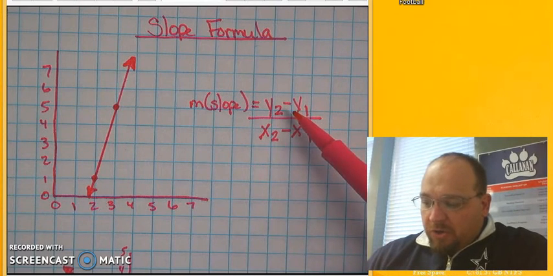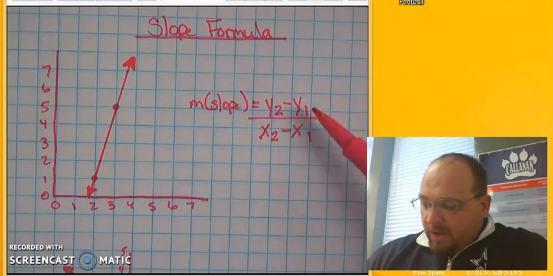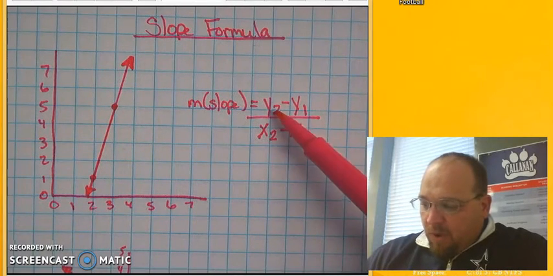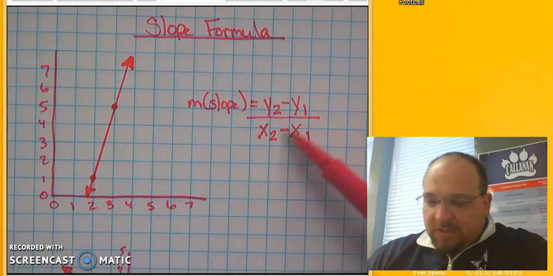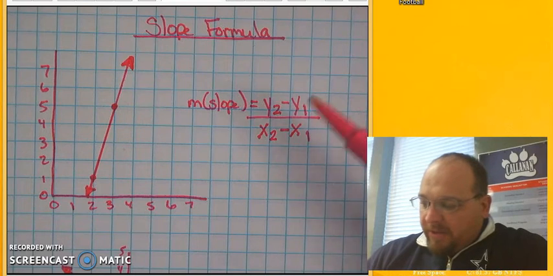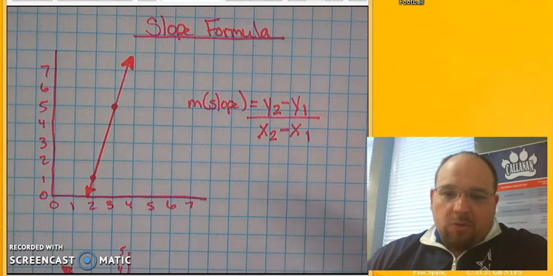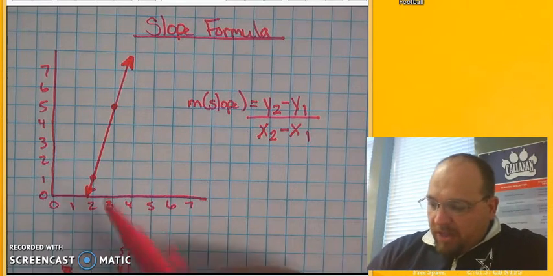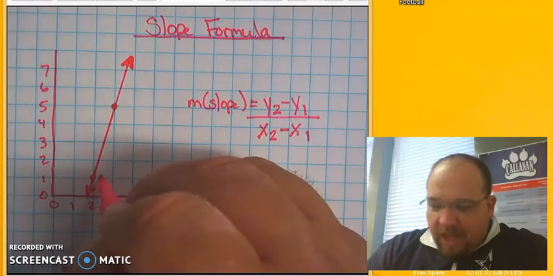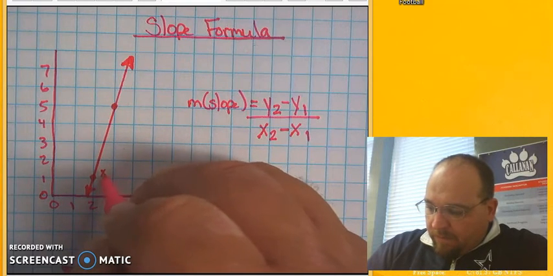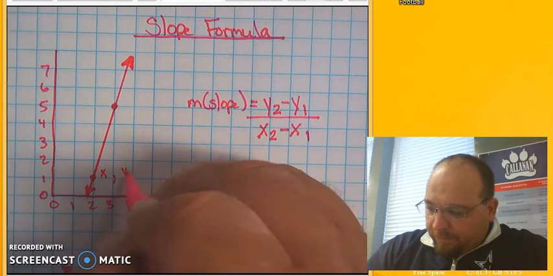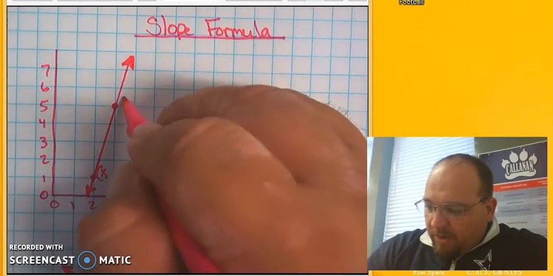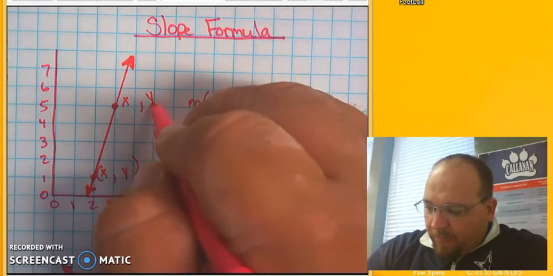We are going to use the formula for slope when we have 2 points on a graph: y2 minus y1 over x2 minus x1. Basically, x2 and y2 are one coordinate point, and x1 and y1 are the other coordinate point. When I look at this, this is an xy coordinate, and this is also an xy coordinate.